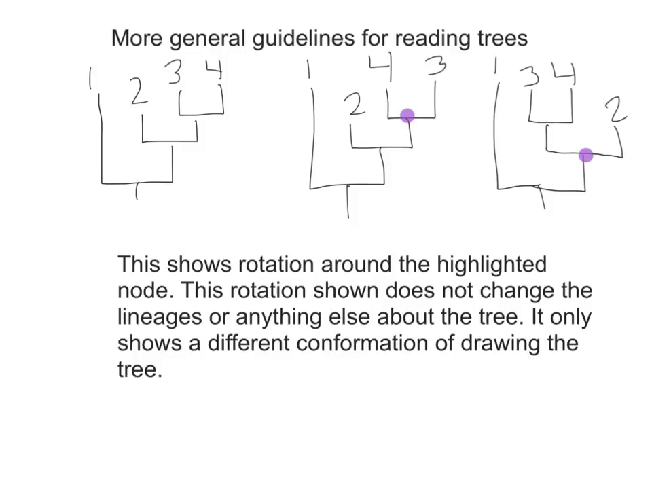So here's some more general guidelines. This is just showing rotation around nodes. And what rotation around nodes does is really just changes the conformation of how you see the tree. It doesn't really change any lineage information or evolutionary information, stuff like that, based on the taxa here. All it does is just rotate around the node, and it's just pretty much a physical change in the way the tree looks.